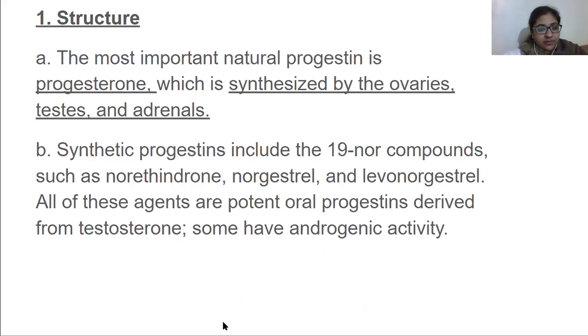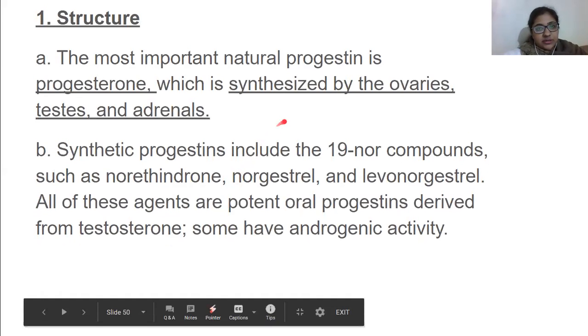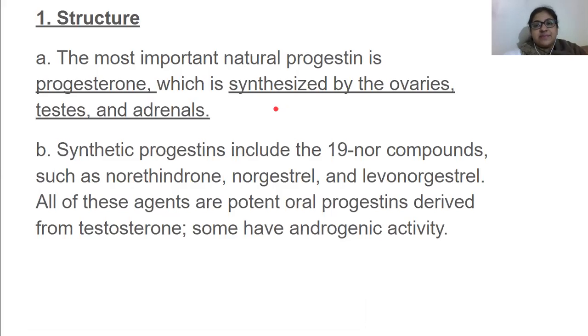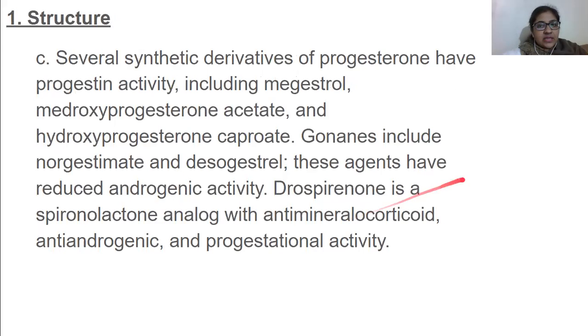Which is synthesized by ovaries, testes, and adrenals. Synthetic progestins include the 19-nor compounds such as norethindrone, norgestrel, and levonorgestrel. All of these agents are potent oral progestins derived from testosterone. Some have androgenic activity.